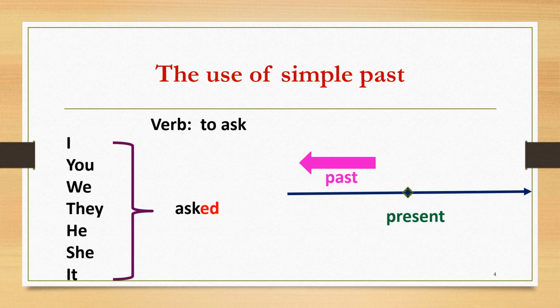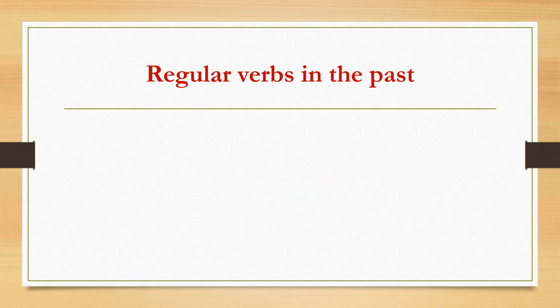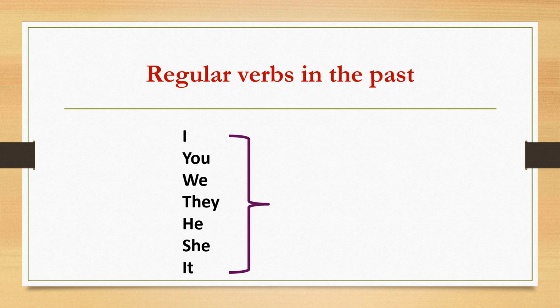We only have to remember that in English, when we are working with the past simple, we have two kinds of verbs, regular verbs and irregular verbs. Regular verbs, when we use them with any subject, I, you, we, they, he, she, and it, we just add an ed at the end of the verb. The majority of regular verbs, we only add ed at the end of the verb.